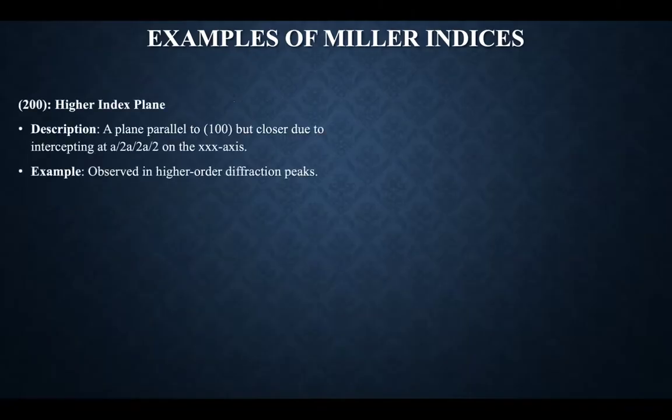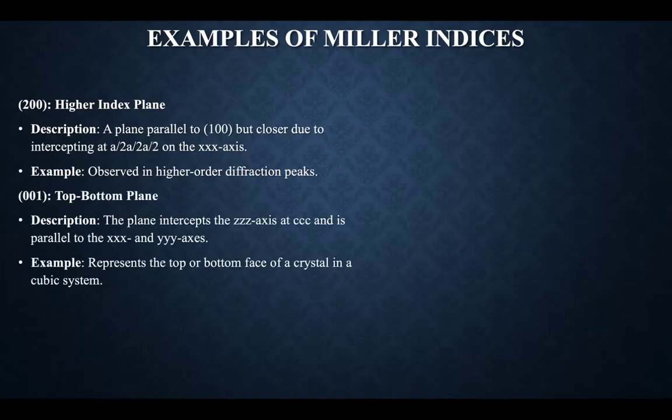Moving on to some more examples of Miller indices, that is the higher index plane, which we call the 200 plane, a plane parallel to 100 but closer, due to intercepting at A by 2 on the x-axis. It is majorly observed in the higher order diffraction peaks. Now we'll move on to the top-bottom plane.